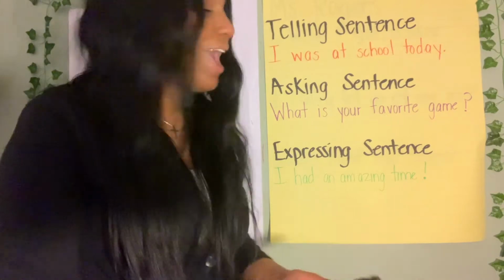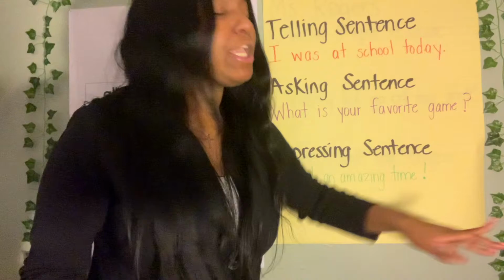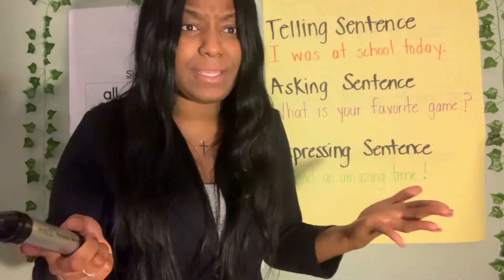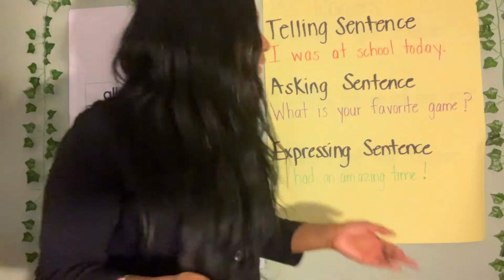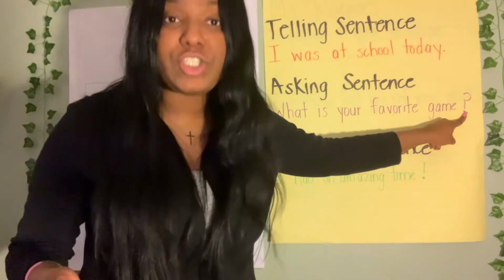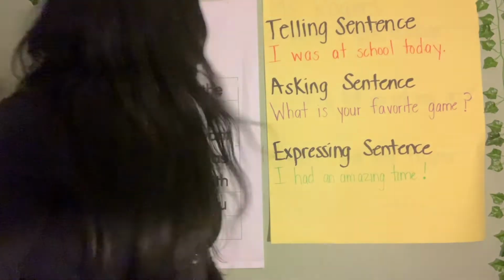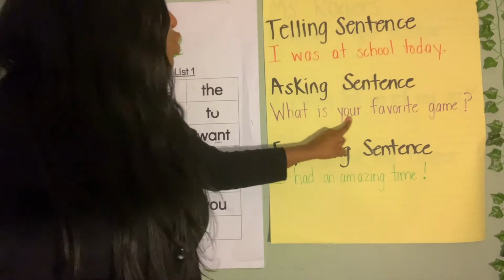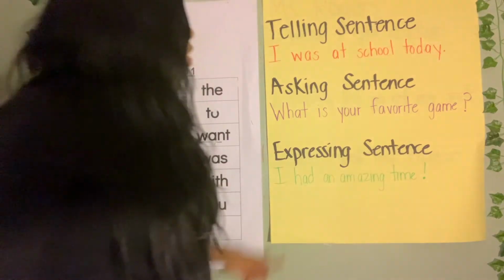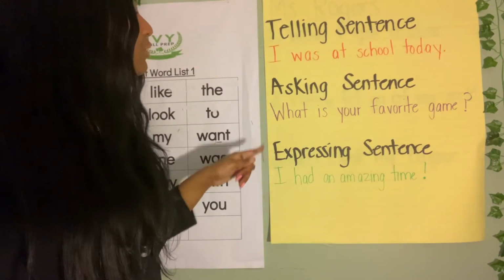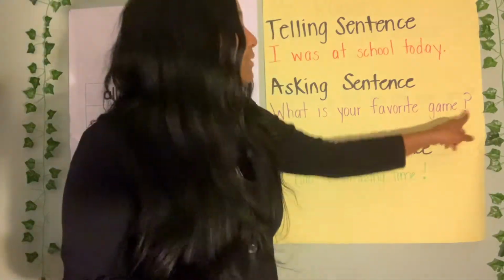And we know that all asking sentences have a question mark, right? That question mark is so important, scholars, because if we miss it when we're writing an asking sentence, we don't really know that we're asking a question. So we need to make sure that we're always putting a question mark at the end of a sentence where we're asking a question. So for example, Miss Rogers wrote, what is your favorite game? That's a question. Had to add that question mark. And we started off with that capital letter, right? What is your favorite game? Got to put that question mark.